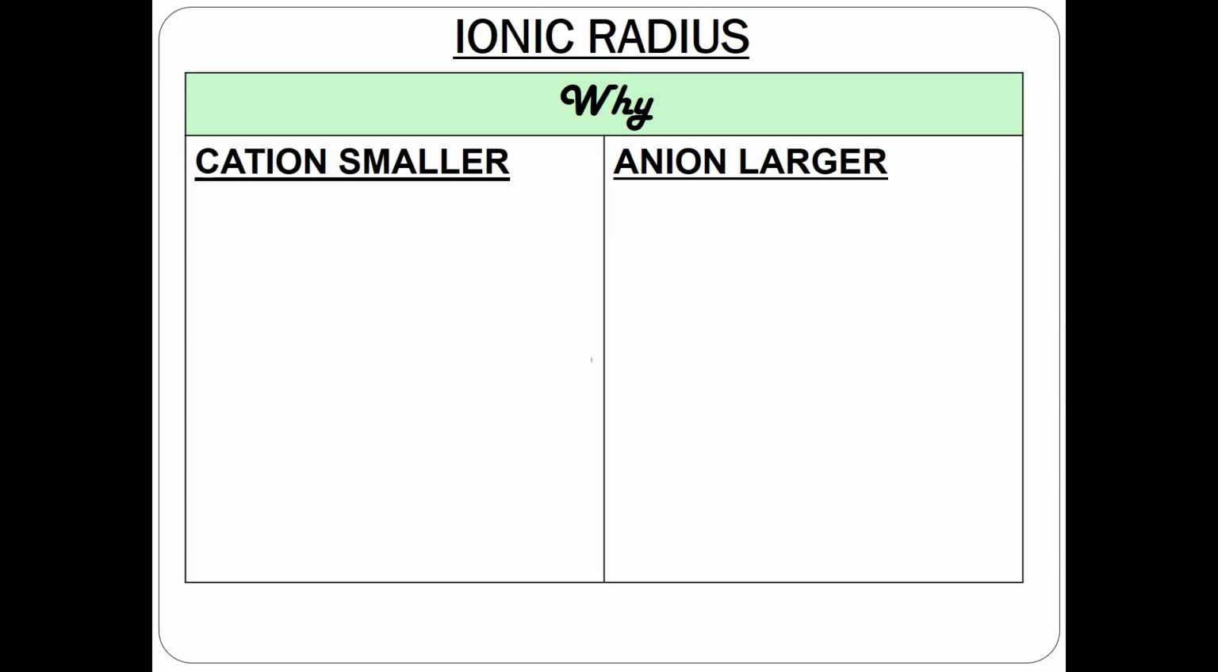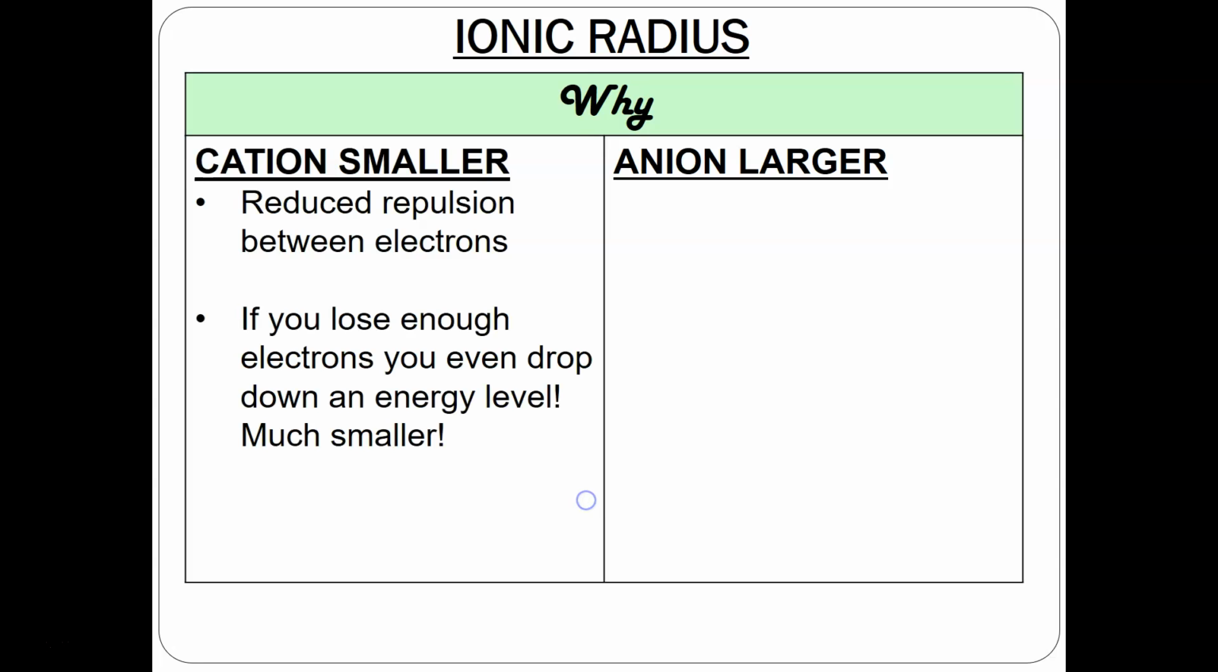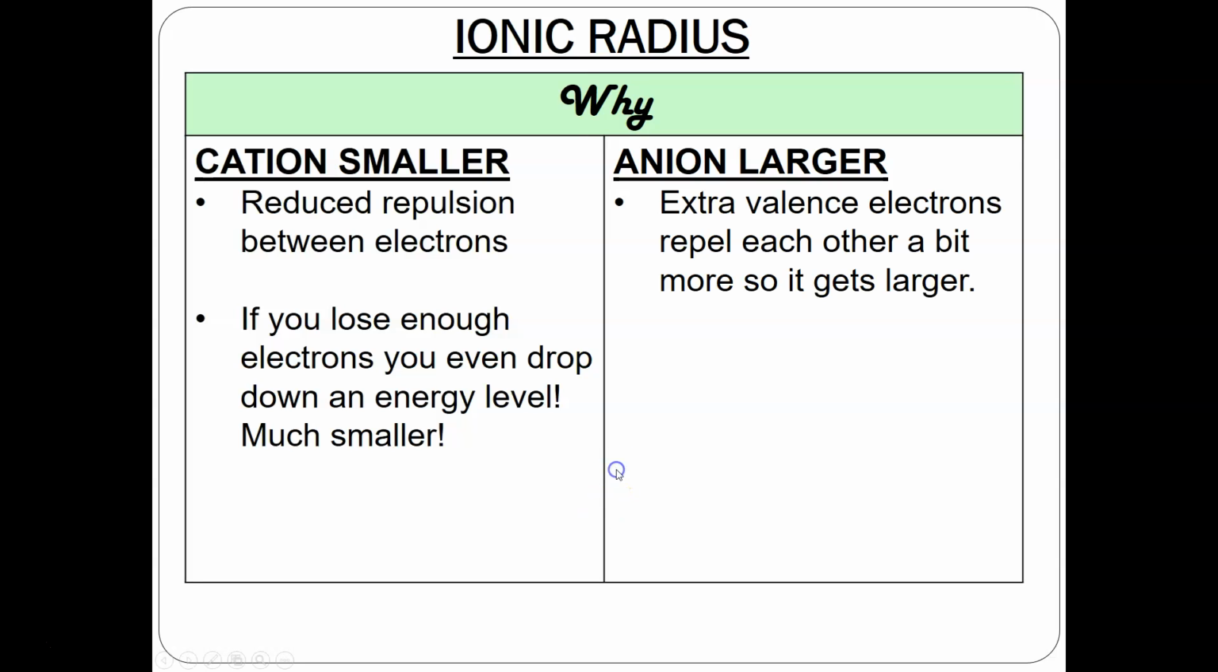A cation is always going to be smaller because if you take an electron away, you're going to have reduced repulsions, which means they're not going to be pushed out as far, so it'll end up with a smaller radius. If you keep taking electrons away, pretty soon you're going to drop down to a brand new energy level, which is going to be way smaller. So a cation, depending on how many electrons you take, can end up significantly smaller than the neutral version of the atom. An anion is going to be larger because you're going to get extra repulsions.